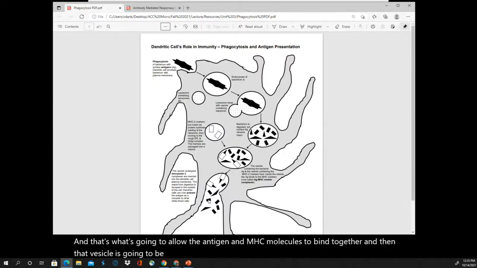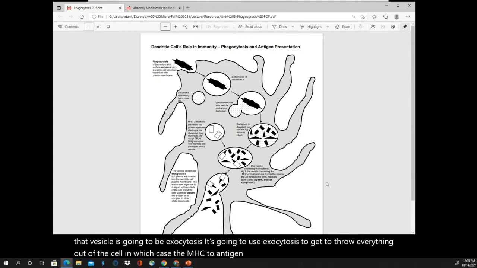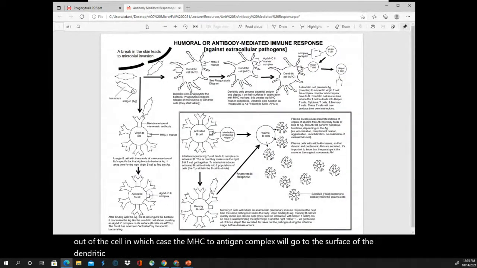exocytosed. It's going to use exocytosis to throw everything out of the cell, in which case the MHC2 antigen complex will go to the surface of the dendritic cell. And that's important because we're looking across the top here, okay?